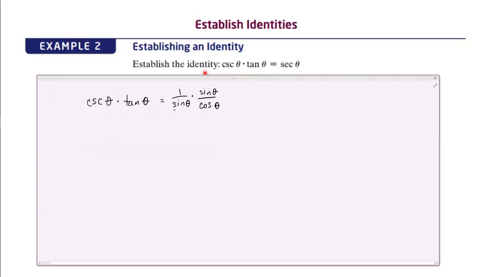And then the sine divides into itself, leaving us with 1 over cosine theta, which has a reciprocal identity, secant theta. Okay, so we brought this side to that side, applying identities, and we've established that this is an identity for secant of theta.